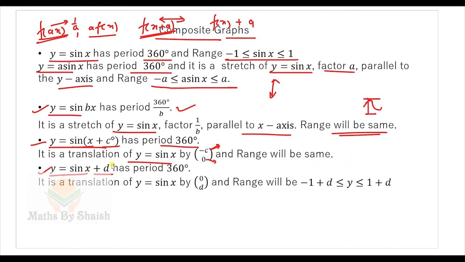Next is y is equal to sine x plus d, which of course has a period of 360 degrees because it is not going to affect the x axis. It is just a translation, of this type, y is equal to f of x plus a. So it is a translation of y is equal to sine x by the column vector (0, d), meaning there is no horizontal translation, and the vertical translation is d. If it is positive, it goes up; if it is negative, it goes down. So the range will of course change from -1 to 1 to -1 plus d to 1 plus d. So let's have some questions related to this topic.